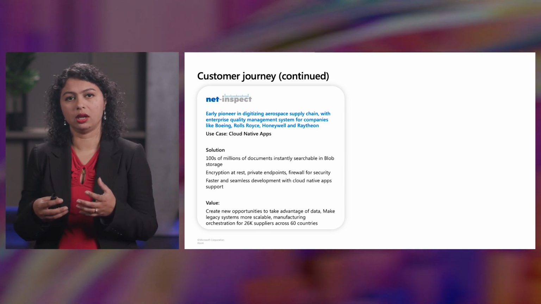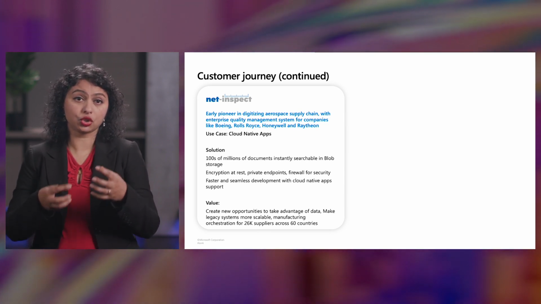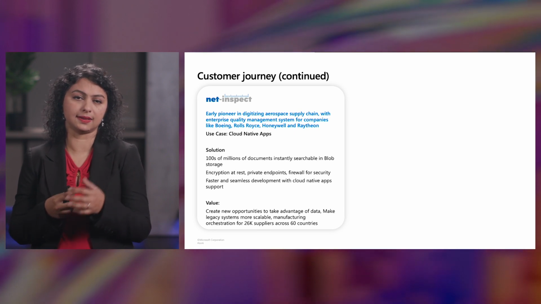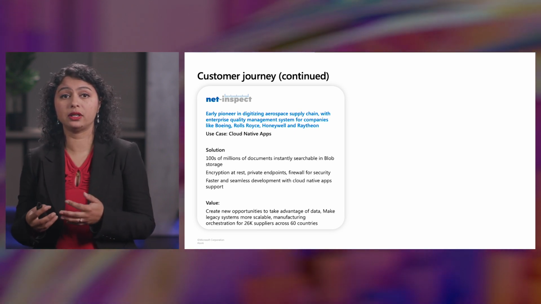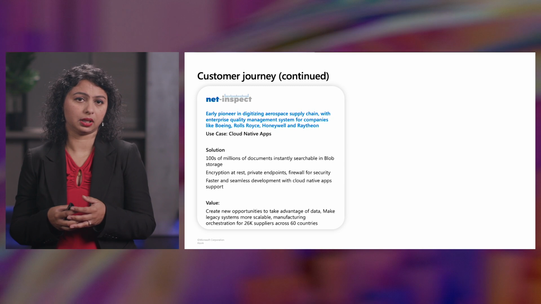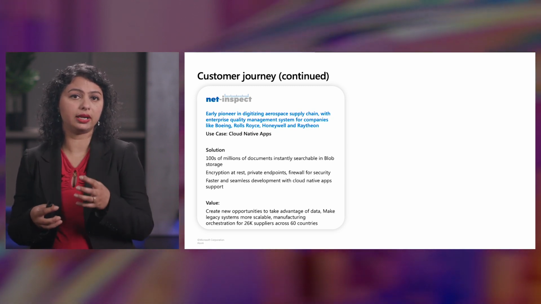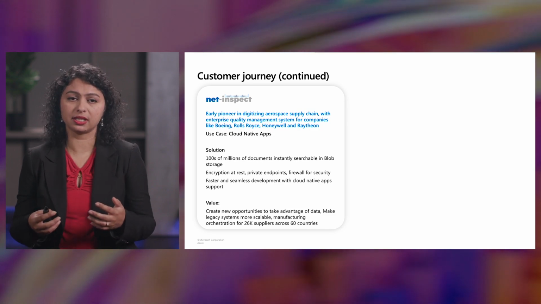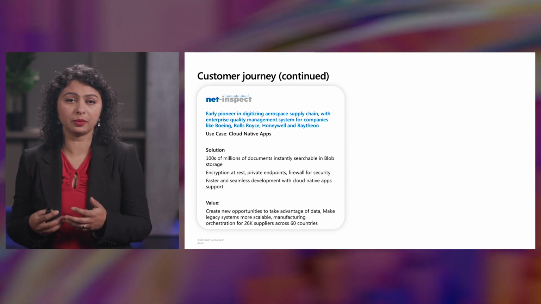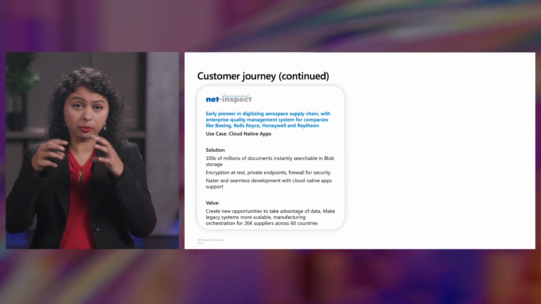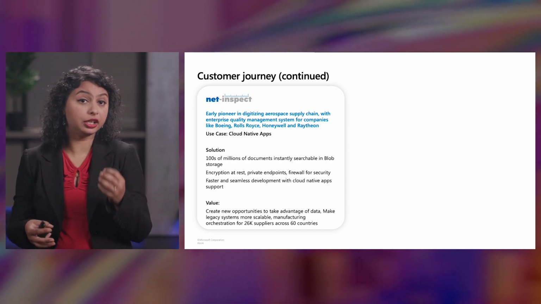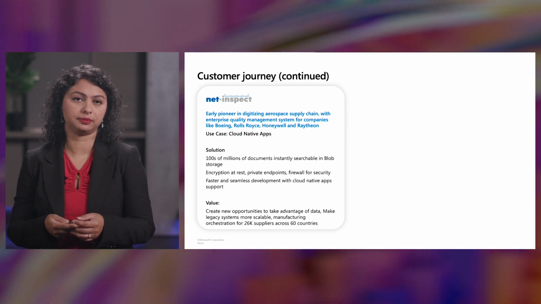In this solution, hundreds of millions of documents were stored in blob storage as the sole data repository, and they became instantly searchable as compared to their legacy system. They were also able to leverage encryption at rest, private endpoints, and firewall to ease security. In addition to that, the support for the cloud-native apps ensured that their development experience became fast and seamless. So this not only helped make their legacy systems more scalable, but more importantly, it helped with the manufacturing orchestration across 26,000 suppliers across 60 countries and created new opportunities to take advantage of the data.